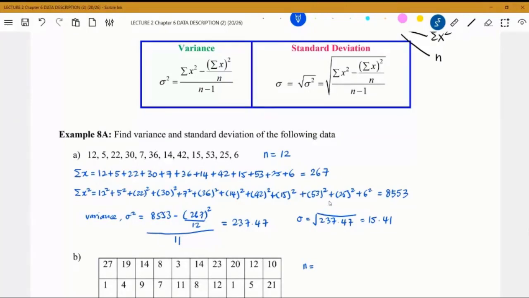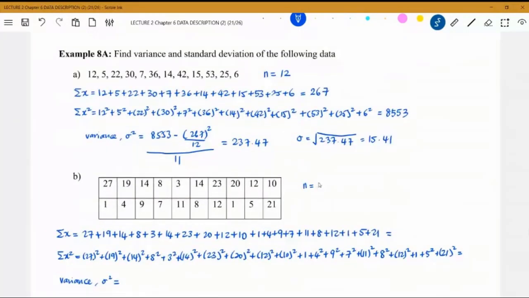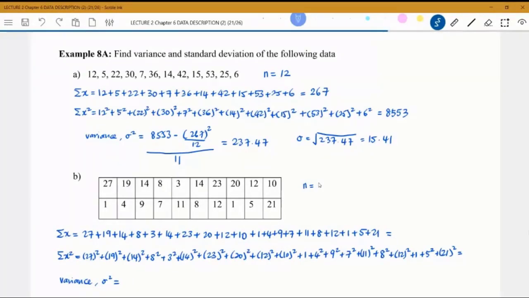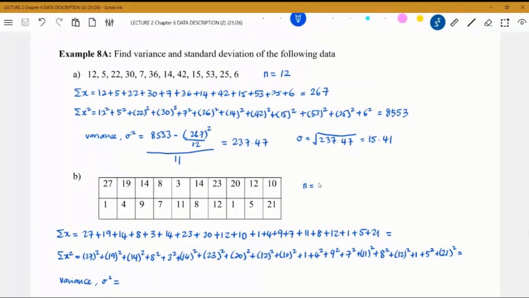Second part, where we have it in a table but without any interval. That represents ungrouped data. The same thing, you have to find n. From the rows and columns here, n is 20, since we have 10 columns and 2 rows. Summation x and summation x squared must show the add-up solution here. What did you get for summation x?